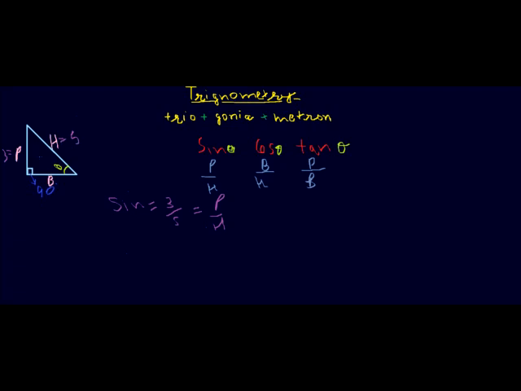So how to find the base? Now we know the simple formula, which is called Pythagoras theorem. According to the Pythagoras theorem, the hypotenuse square is equal to perpendicular square plus base square. So we have to find the base. We know the perpendicular P and we know the hypotenuse H. Now put the values here and we'll find the base.